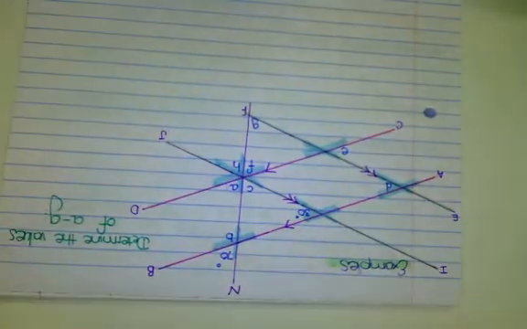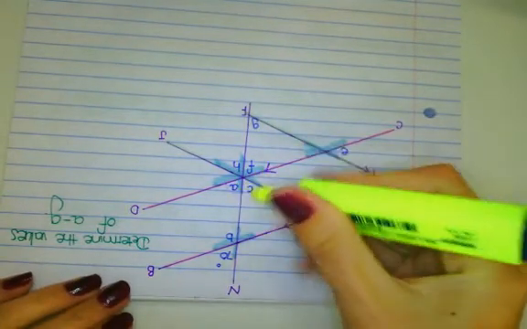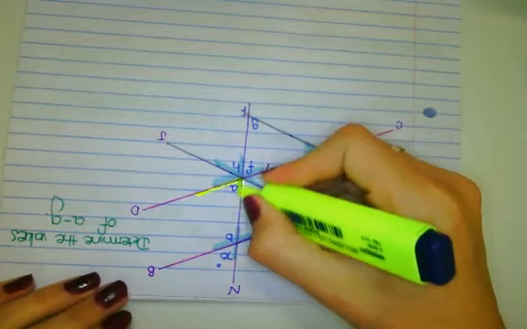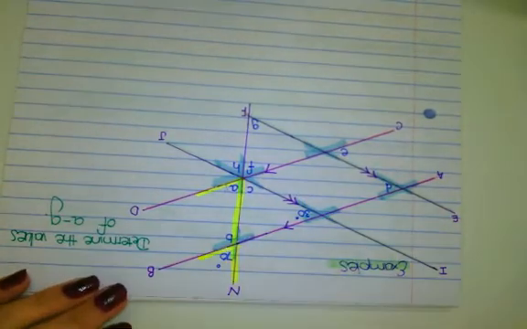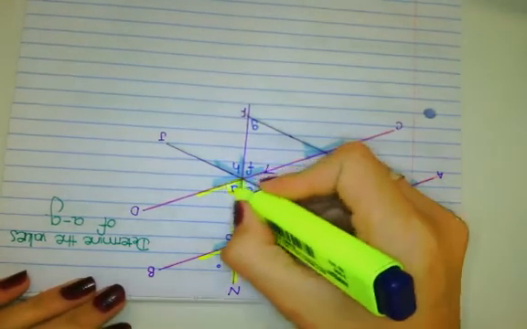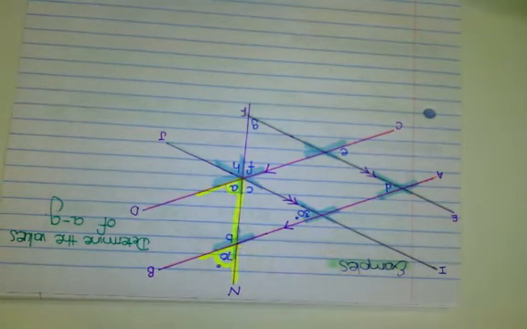Okay, so if you look at it like that, here is our F shape. Do you see that? There's our F shape. So that A and that 70 are equal to each other because they are corresponding angles.